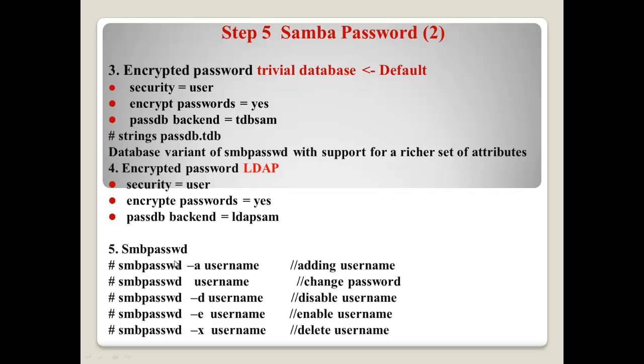Okay, number 5, smbpasswd command. When you configure the username, you can use -a, which adds a username. Just the username in this case. If you want to change the password of this user, you can use it like this: -d means disable, -e means enable, and if you want to delete the Samba user, then you can use -x.